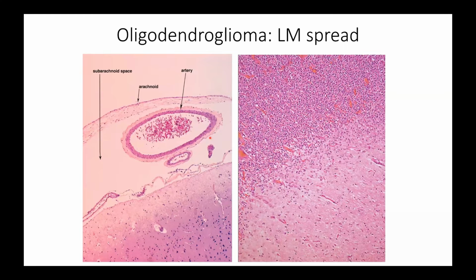Similarly, they can have a propensity for leptomeningeal spread. Here's the cortical leptomeningeal junction right here in the right panel, and one can see the tumors diffusely crawling through the leptomeningeal space. And this is the corresponding normal image to give you a comparator.